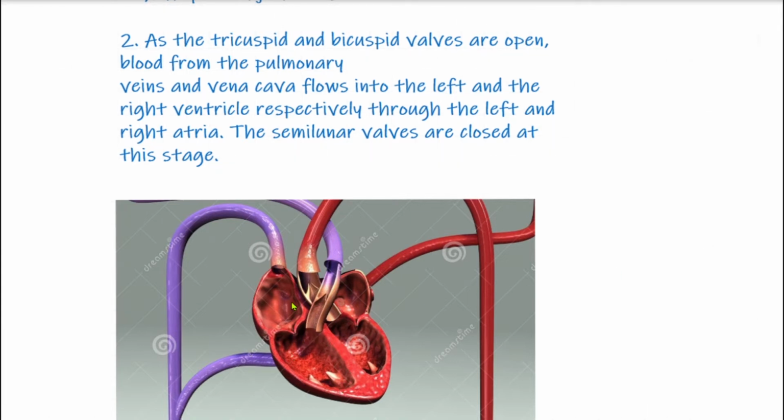So students, we are starting at a point where both the atria as well as the ventricles are in a relaxed state. When atria and ventricles are both in a relaxed state, we call it joint diastole. So from this point, when both atria and ventricles are in a relaxed state, we are starting this cycle.